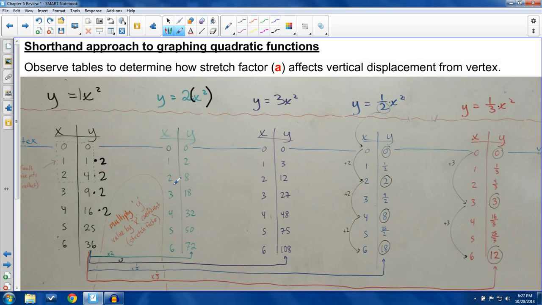So what's happening is this 2, or this 3, as you'll see as I explain it more, this stretch factor says how much I vertically stretch my graph, and how far away these points go from your vertex than they normally would. So when I call this a parent graph, all I mean is that by default, when you go over 1, you'd go up 1. Whenever you go over 2, you'd go up 4, etc.